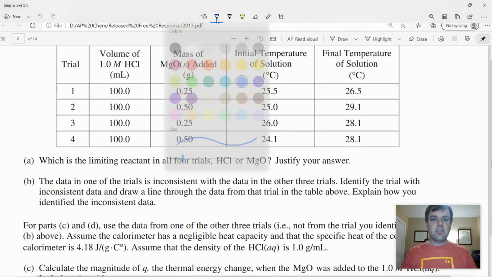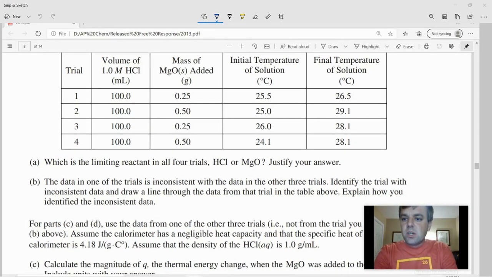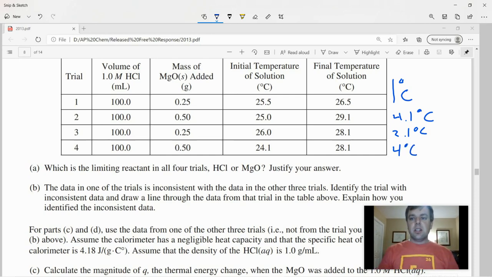It says the data in one of these trials is inconsistent. So draw a line through it and see how we identified it. So in trial 1, the change in temperature was 1 degree Celsius. In trial 2, the change in temperature was 4.1 degrees Celsius. In trial 3, our change in temperature was 2.1 degrees Celsius, and here it was 4 degrees Celsius. So the data that looks inconsistent appears to be trial 1.